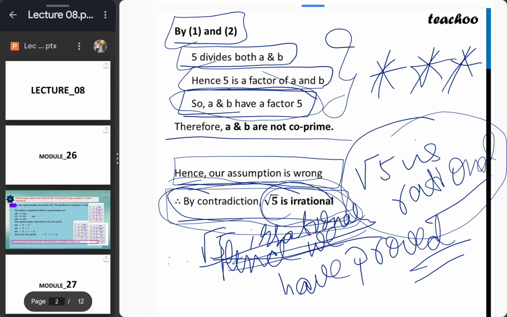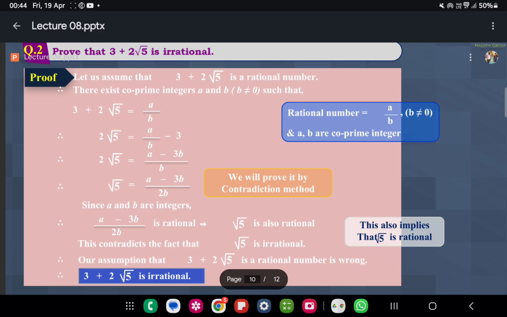Now we can go for the next problem. Hi dear students, this is another question in the exercise part of real numbers. Prove that 3 plus 2 root 5 is irrational.